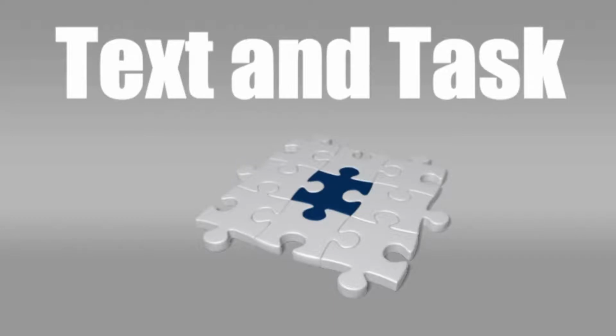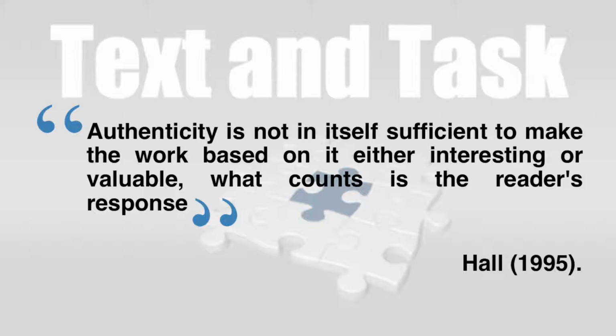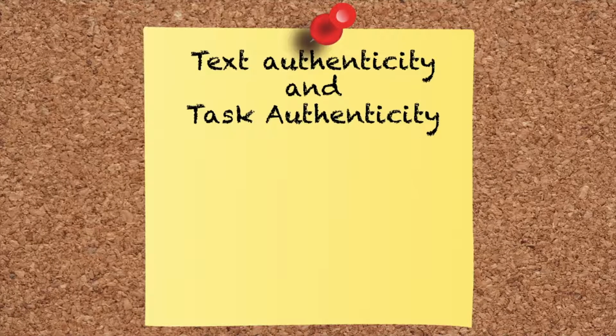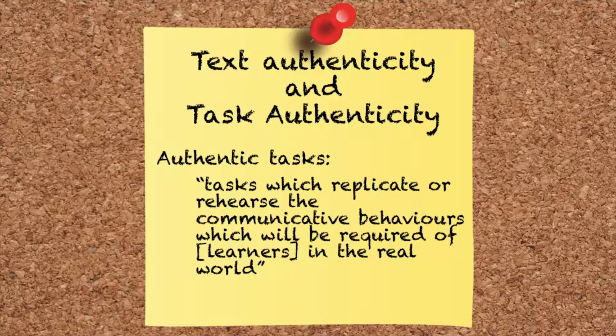Hall makes the point that authenticity is not in itself sufficient to make the work based on it either interesting or valuable. What counts is the reader's response, the task we engage the learners in. Authentic tasks are tasks that prepare learners for the real communicative purposes they need to be engaged in. This makes reference to learners' own realities, so again, considering learners' needs and wants is crucial.